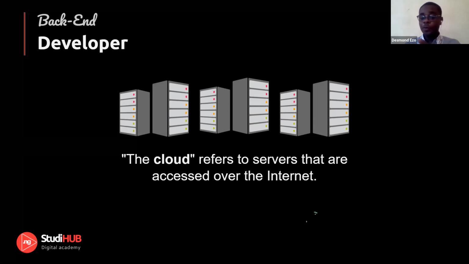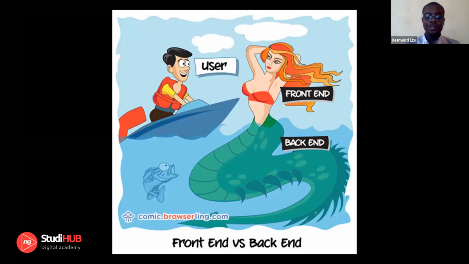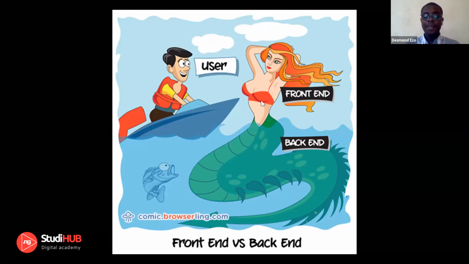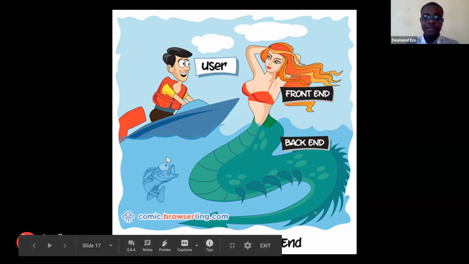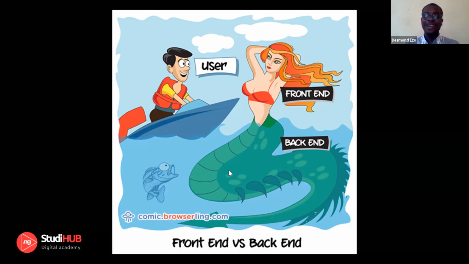So like you've seen before, there's an image that explains that. It's a cartoonistic image that explains the difference between a front-end developer and a back-end developer. So this is the user, and the front-end part of a website is the beautiful aspect of the website that you see. While the backend is the thing that makes it function, the business logic, the thing that makes it work. So this creature cannot swim without this tail.